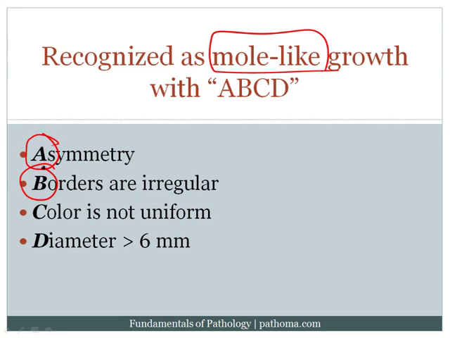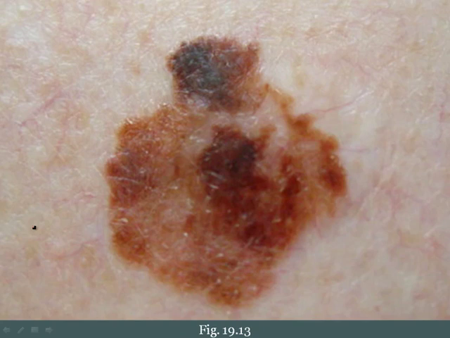If the borders are irregular, we think more about melanoma. If the color is not uniform, we think more about melanoma. And if the diameter is greater than 6 millimeters, then we'd also be more concerned about melanoma. Now, here's a classic picture of a melanoma.